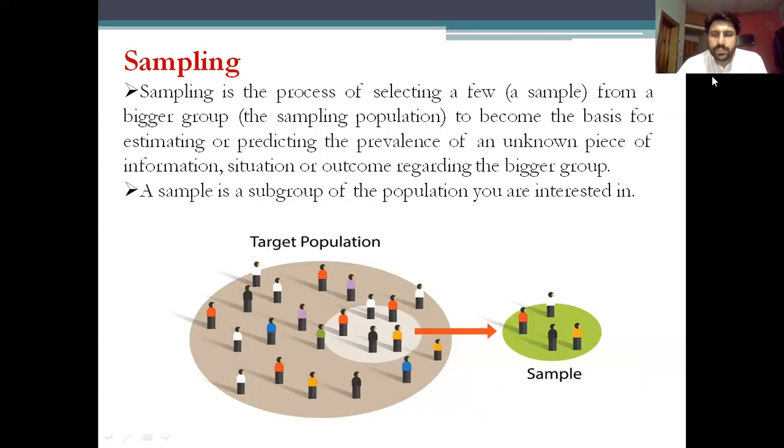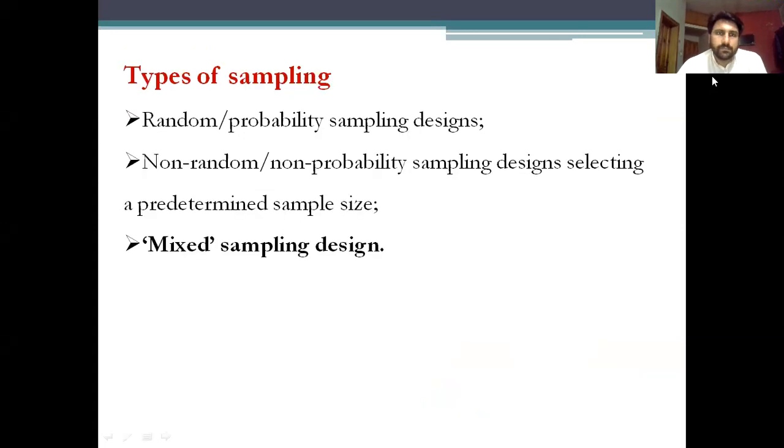A sample is a subgroup of a population you are interested in, and we have talked about other types of sampling: random sampling or probability sampling, in which a sample is randomly selected and then utilized for a subsequent study. In non-random sampling or non-probability sampling designs, the non-random selection of the sample is carried out based upon the convenience of the researcher. And today we'll be talking about mixed sampling design.